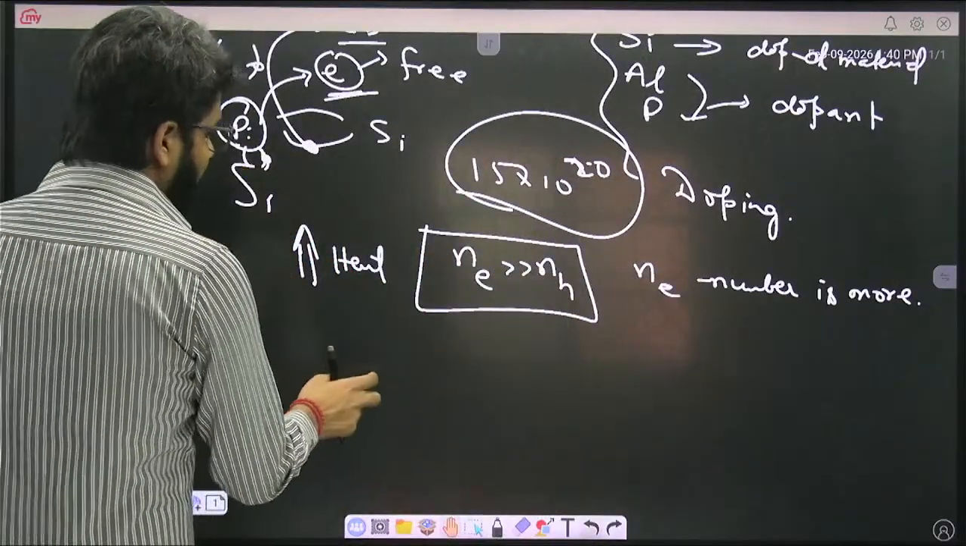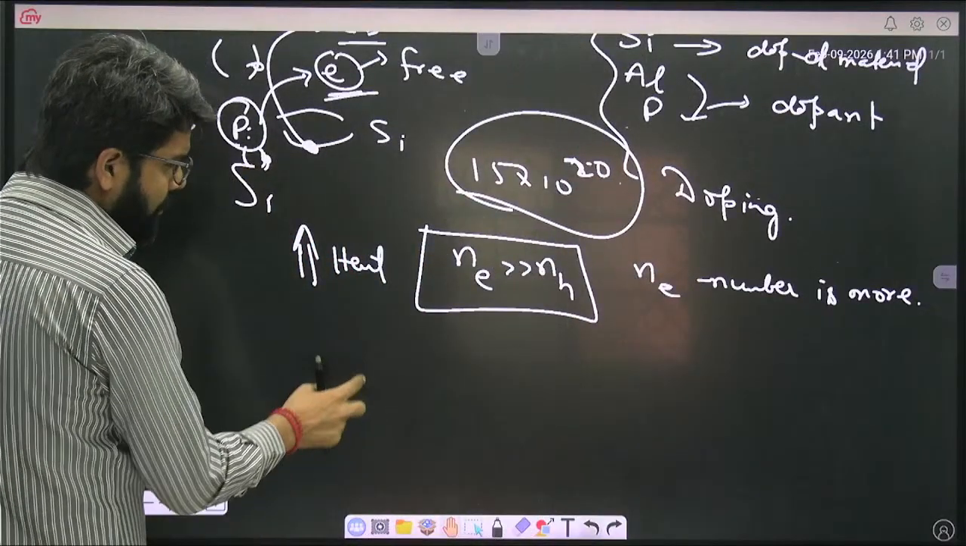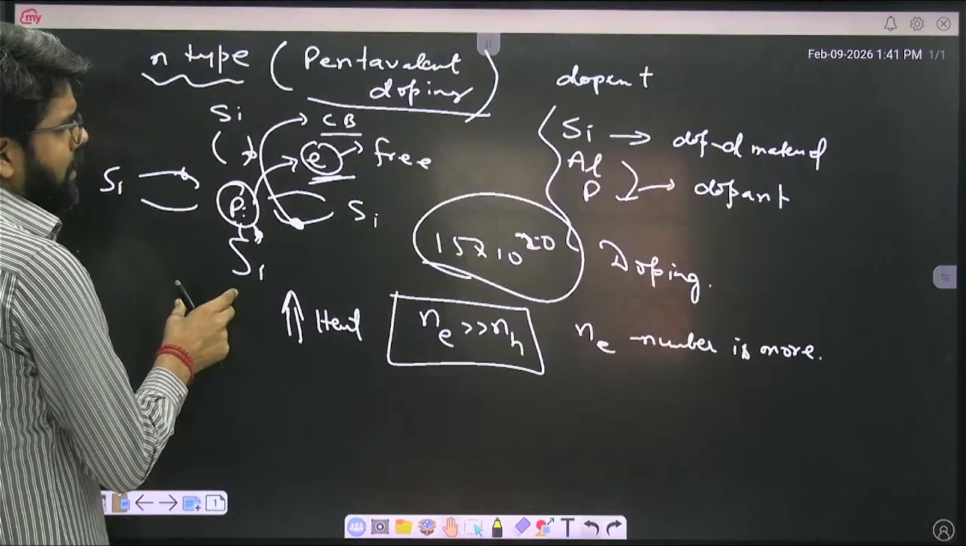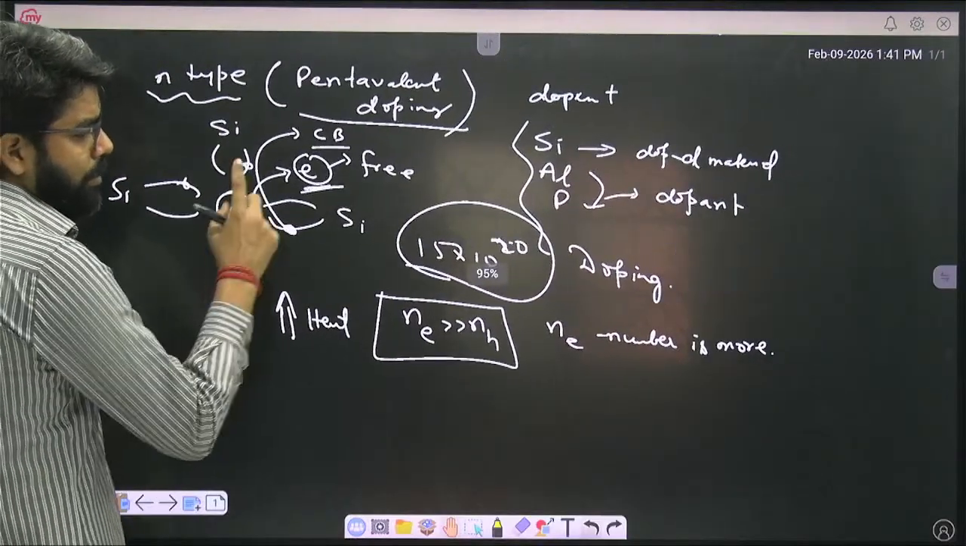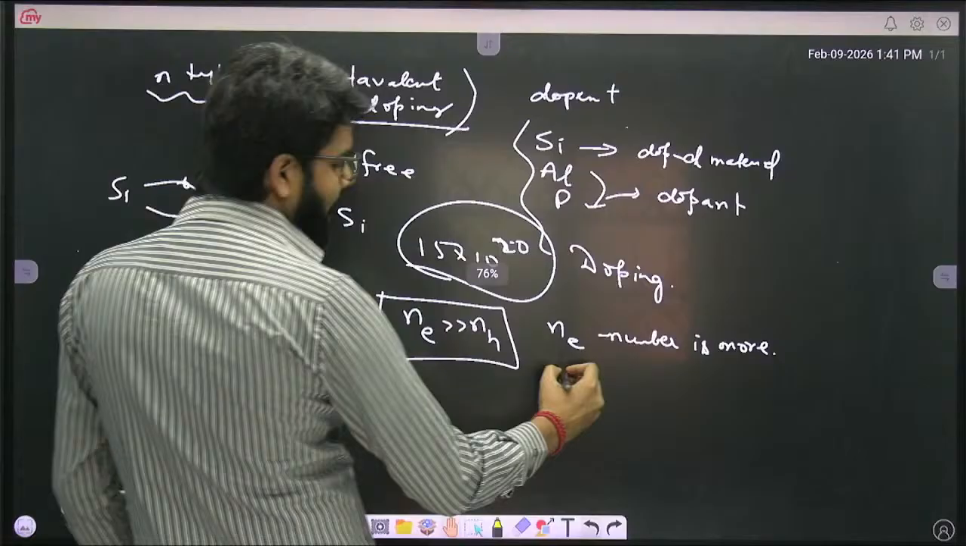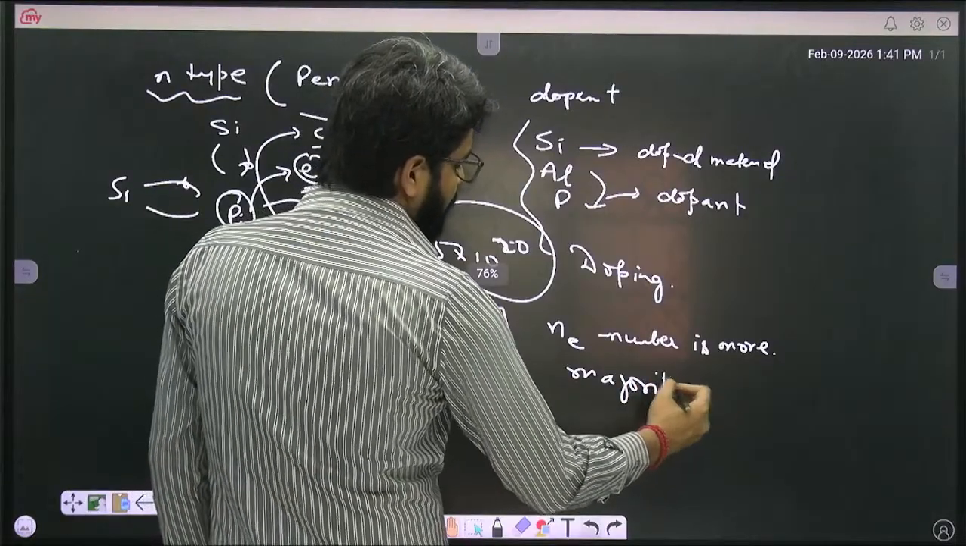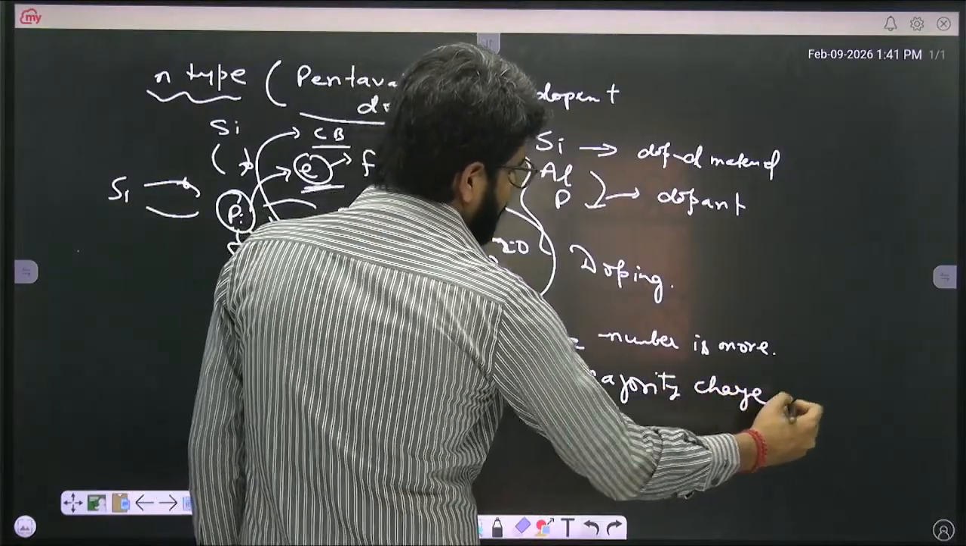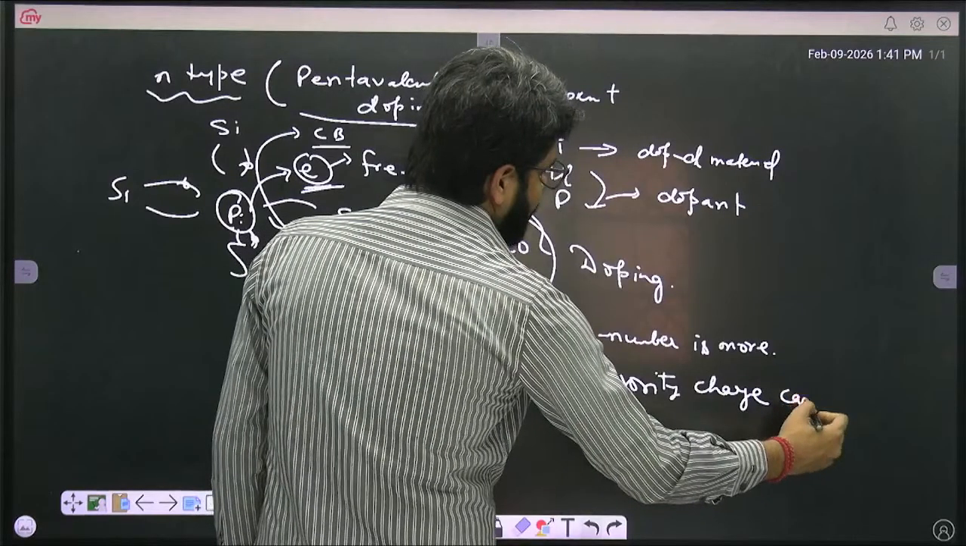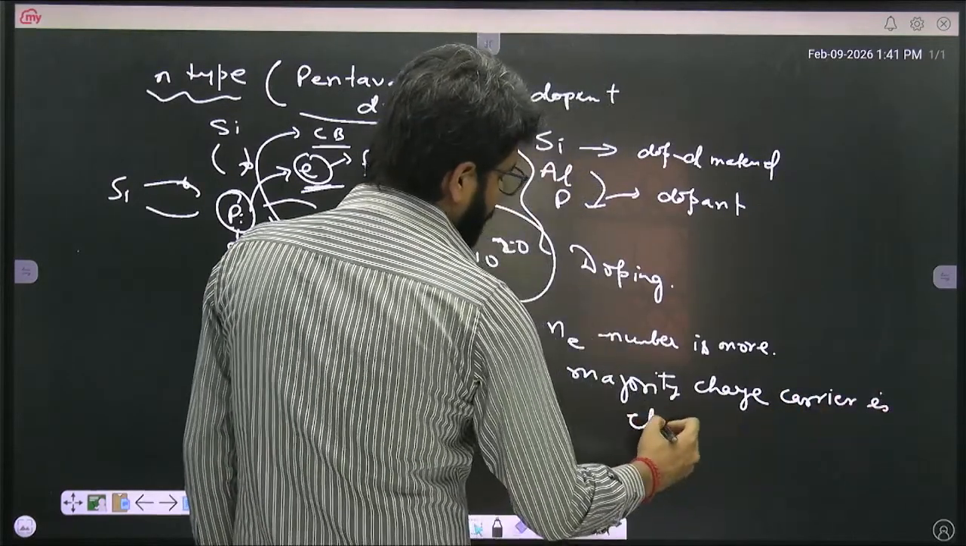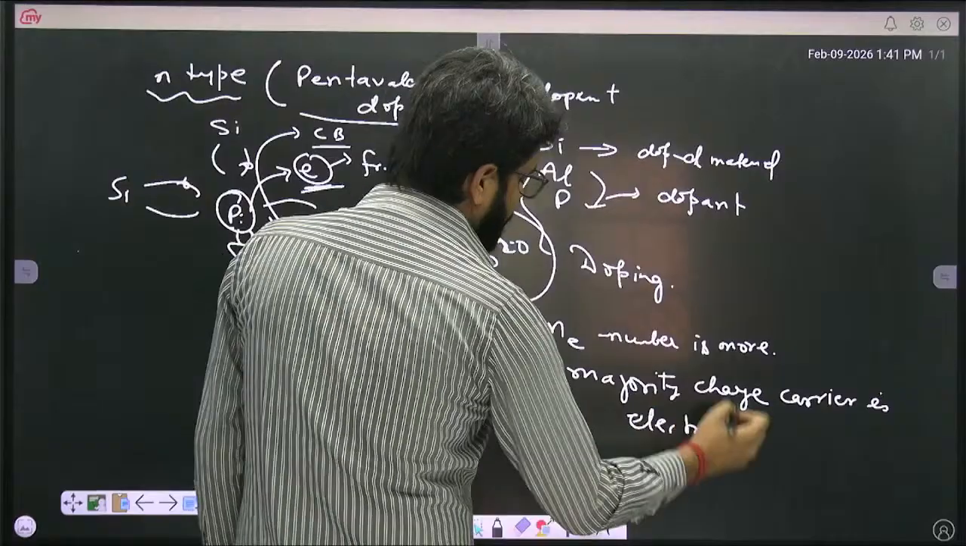Okay. Now, what is an N-type semiconductor? Electrons are more in number, so the majority charge carrier is electron. Majority charge carrier is electron.